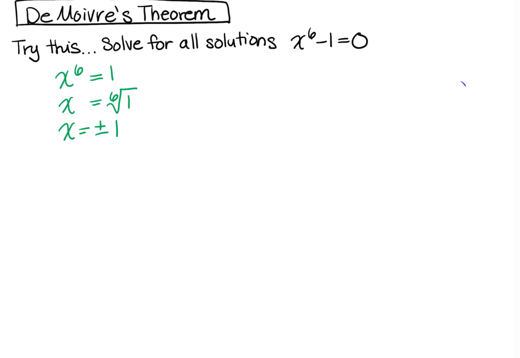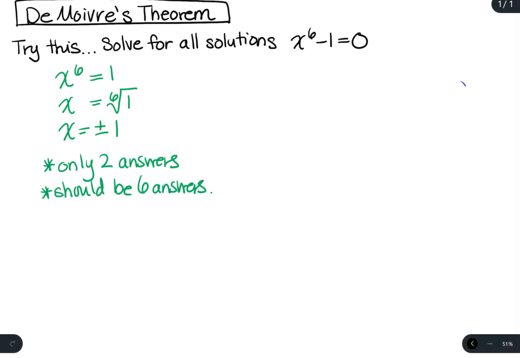But if we remember back to our study of polynomial equations, we should remember and recall the fundamental theorem of algebra. If you don't remember the fundamental theorem of algebra, go ahead and pause the video and Google it. And what that fundamental theorem of algebra says is that we should not only have two solutions, but in fact we should have 6 solutions or 6 answers because we have a polynomial of degree 6. So that means that we have 6 solutions.